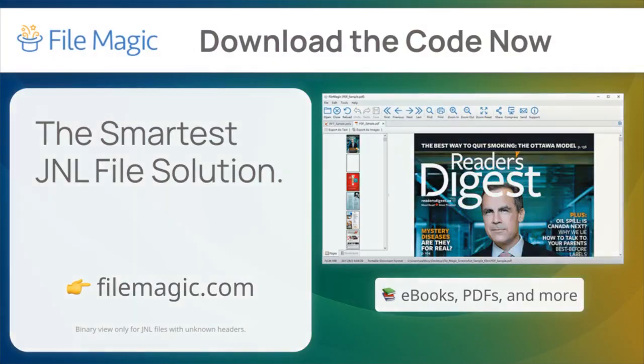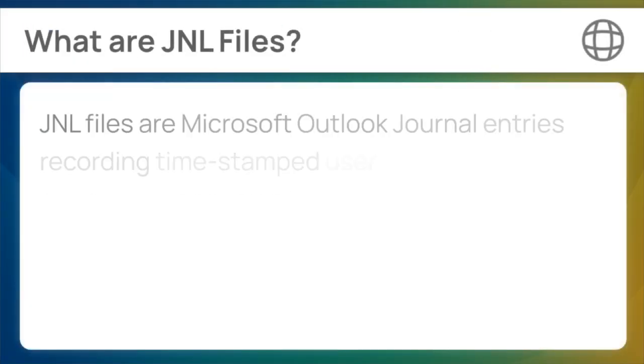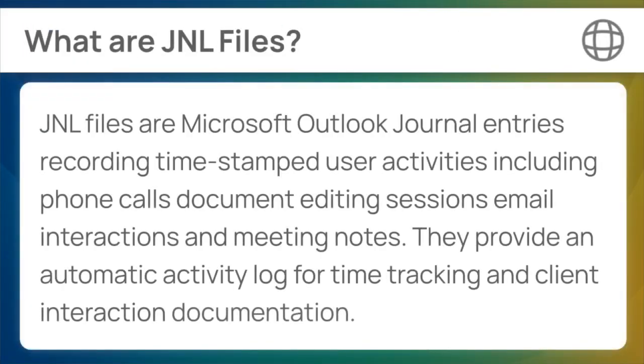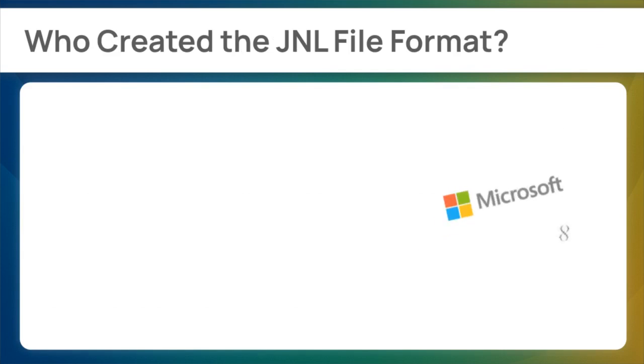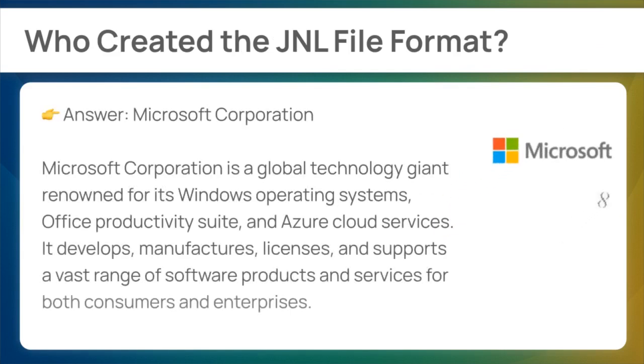JNL files are Microsoft Outlook journal entries, recording time-stamped user activities, including phone calls, document editing sessions, email interactions, and meeting notes. They provide an automatic activity log for time tracking and client interaction documentation.